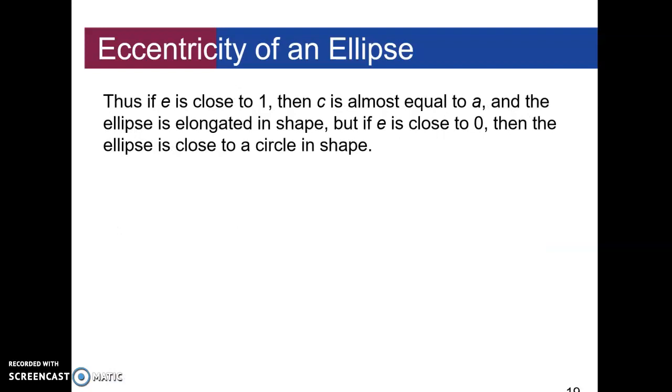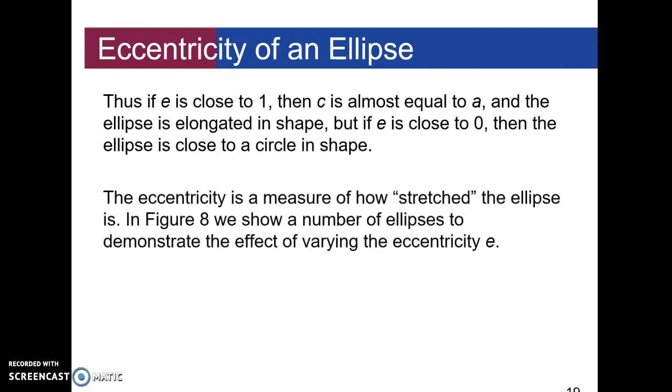So if E is close to 1, then C is almost equal to A, and the ellipse is elongated in shape. But if E is close to 0, then the ellipse is close to being circular in shape. So it's basically about how stretched out the ellipse really is.